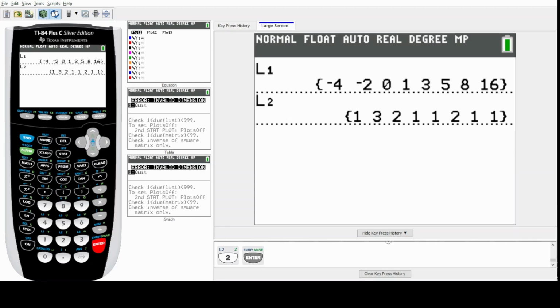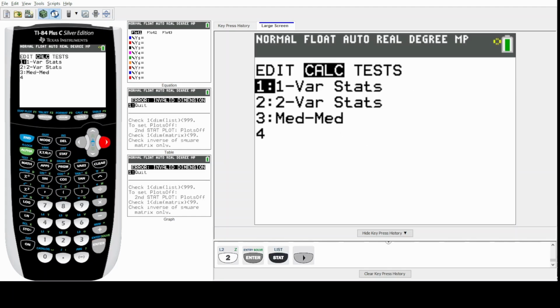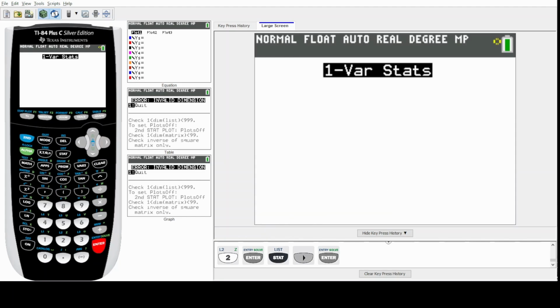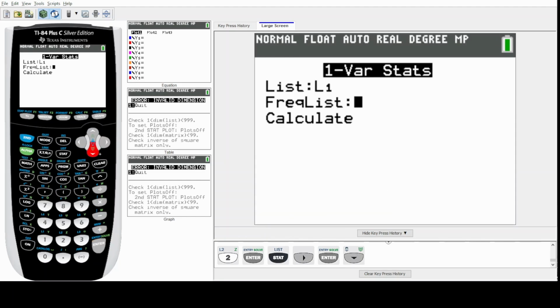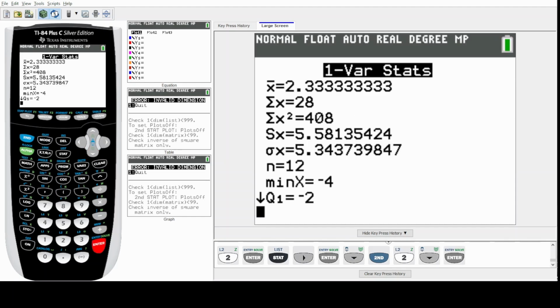Okay, great. Now, if we wanted to see, for example, some statistics, we could go stat and move over to calc, one variable statistics. And all we have to do here is say, look, in L2, we have the frequency list. So the main list of data is in L1, and the frequency corresponding with how often each data point occurs is in L2. And now we can go calculate, and it will correctly calculate everything that we're interested in.